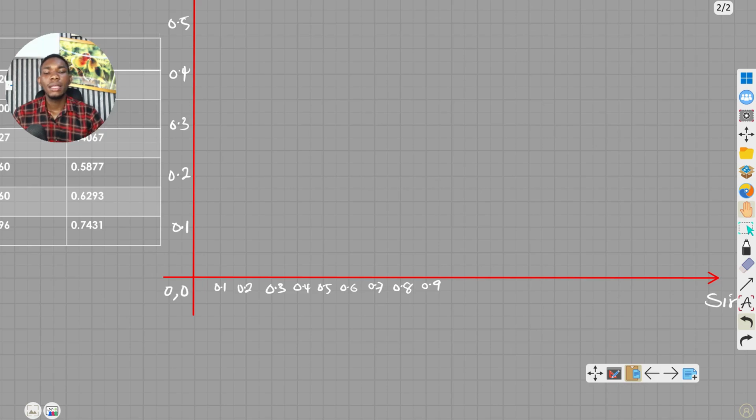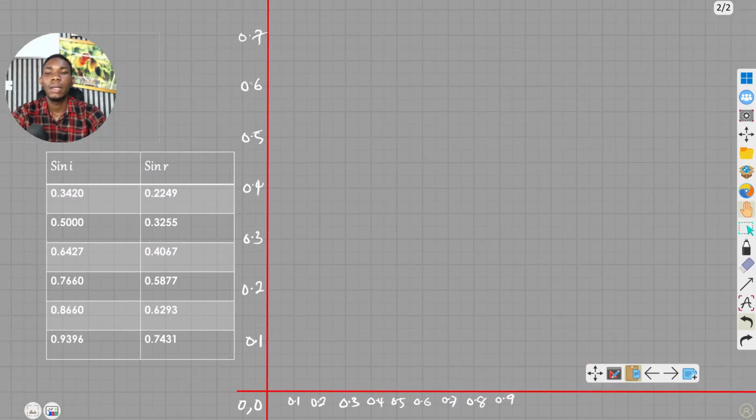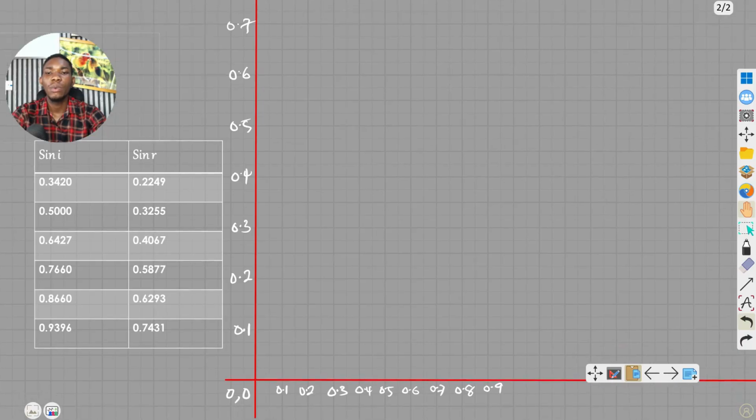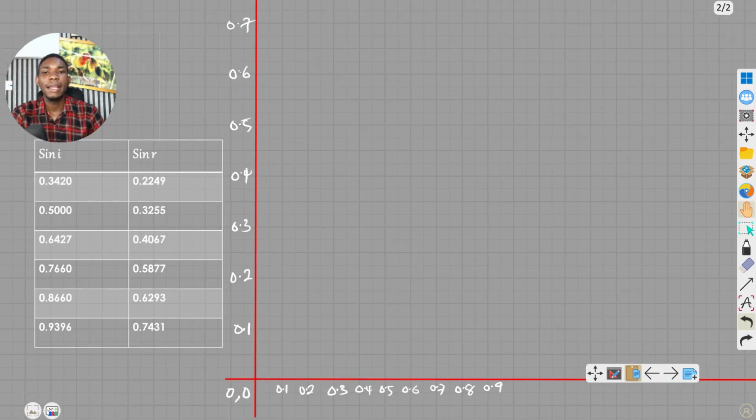So let's start our plotting. If we want to plot our graph now, the first one is 0.34 and 0.22. So sine i is 0.34. This is 0.3, so 0.34 will be close to 0.35. The 0.22 will be just above 0.2, so it will be somewhere around here. This is where the point will fall.